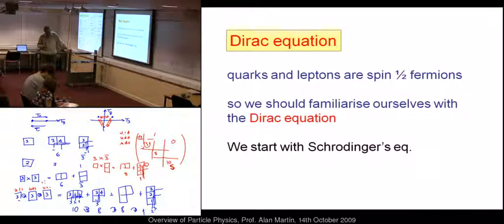We've got to do the Dirac equation because we've got spin-a-half particles. We've got quarks and leptons. They're spin-a-half, so we've got to be absolutely sure we know what we're doing with spin-a-half particles. We've got to do the Dirac equation.